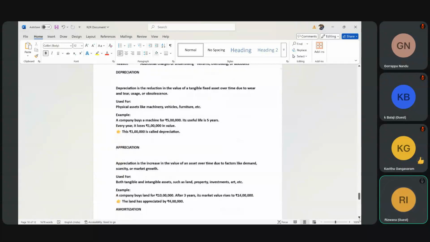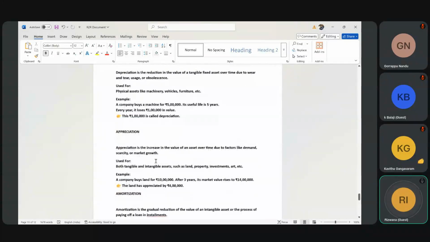Next comes appreciation. Depreciation means decrease in the value, whereas appreciation means increase in the value of an asset over time due to factors like demand, scarcity, or market growth. It is used for both tangible and intangible assets, like land, property, investments, etc. For example, a company buys land for 10 lakhs. After 3 years, its market value rises to 14 lakhs. So the land has appreciated by 4 lakhs. That is nothing but appreciation, an increase in the value of an asset which we own. Understood, guys?